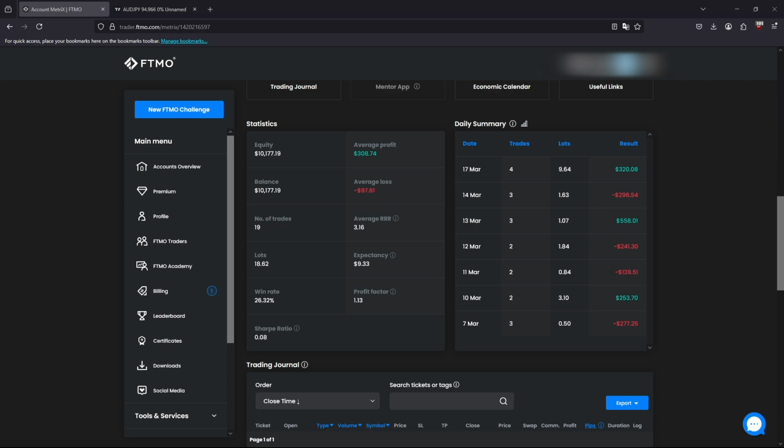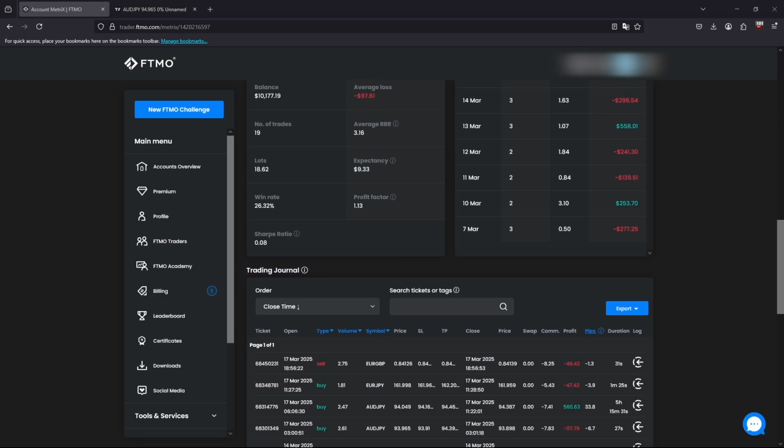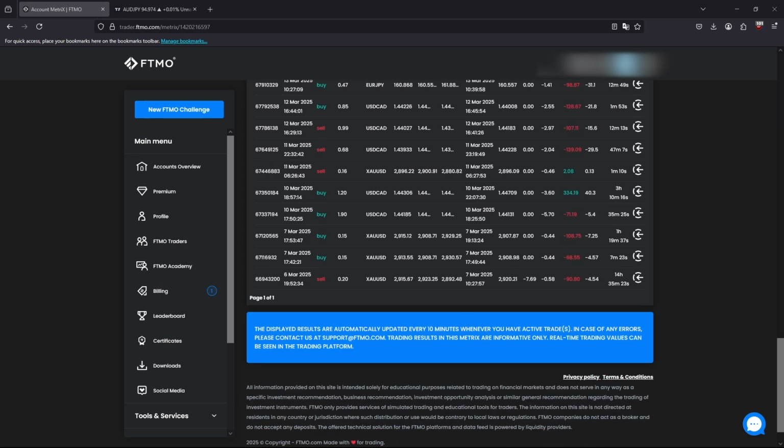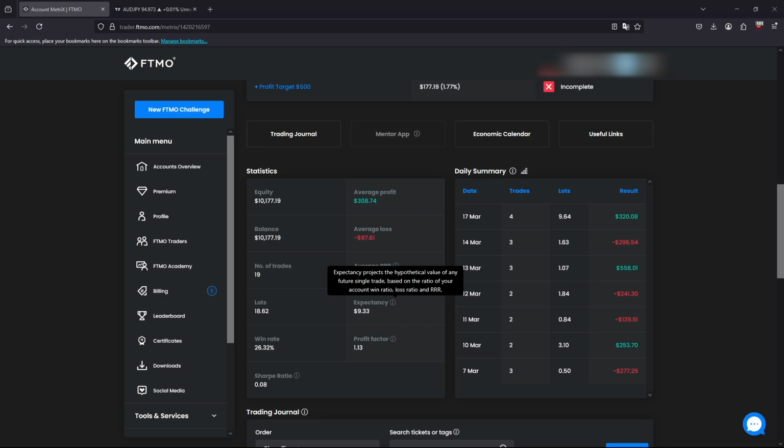So I got a pretty good overall average loss, which is 97.61, which is very good. That means I stick to my plan. And that is one of the rules that is very important, is sticking with your strategy and sticking with the 1% risk.